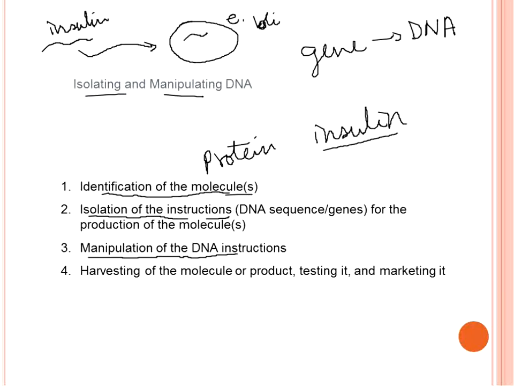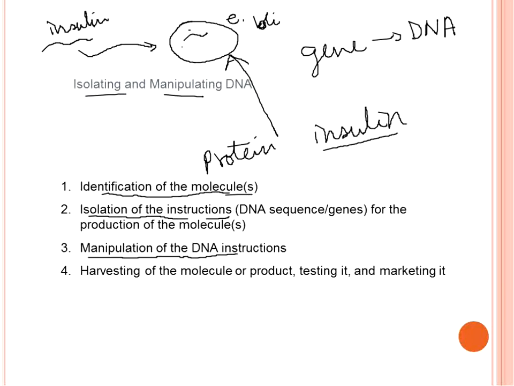We need to be able to place the gene into the E. coli and grow the E. coli so that the E. coli can then make the insulin protein. Okay, so that's what we mean by manipulation of the DNA instructions. We need to be able to cut them from one source and paste them in another. Once you have done that, you can grow this E. coli in culture in bioreactors, and they will be producing a lot of the product, which is insulin.